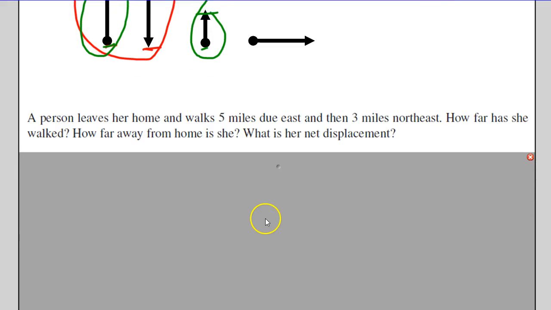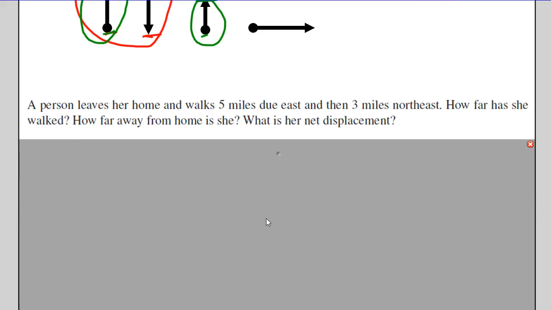So let's take a look at an example. A person leaves her home and walks 5 miles due east and then 3 miles northeast. How far has she walked? How far away from home is she? And what is her net displacement?